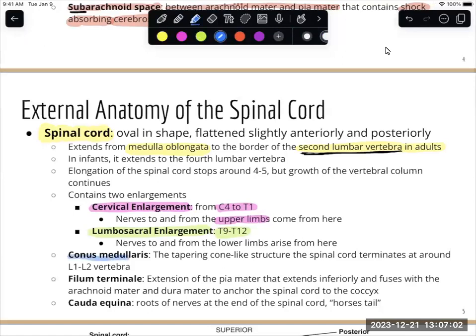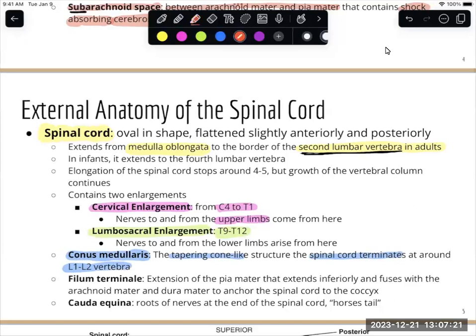The conus medullaris, this is the tapering cone where that spinal cord ends. It's usually found between L1 and L2 vertebrae. Test question.